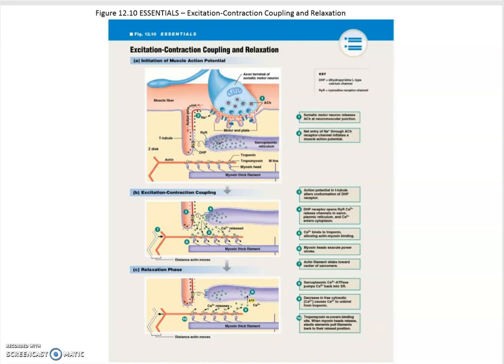Let's take a look at excitation-contraction coupling. This slide here summarizes everything. It's just really hard to see everything all at once, so you can go back to this slide and look at the different steps. First we're going to do part A, the initiation of the muscle action potential. In other words, how does the signal go from the motor neuron down to the muscle?